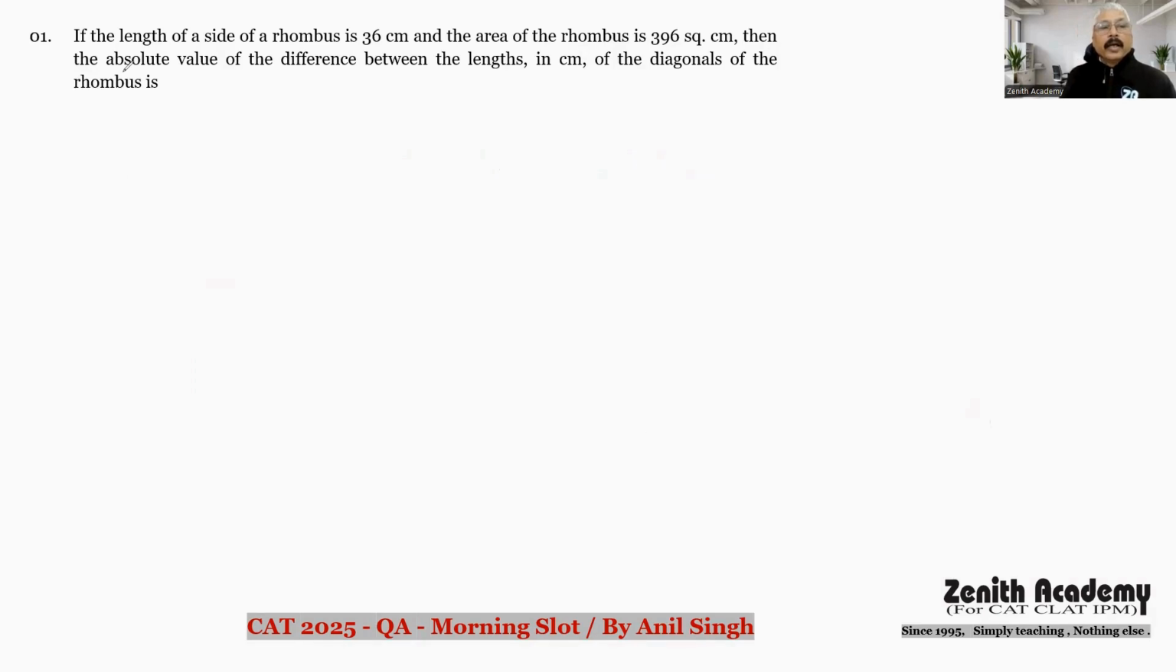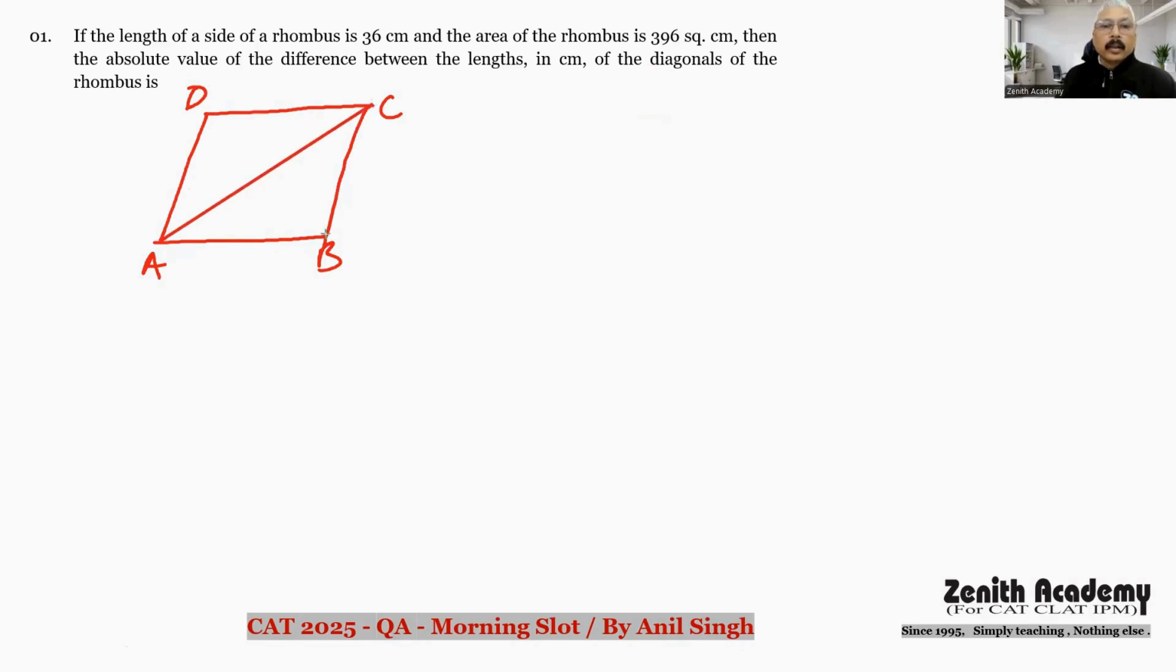Here, the question is: if the length of a side of a rhombus is 36 centimeter and the area of the rhombus is 396 square centimeter, then the absolute value of the difference between the length in centimeter of the diagonals of the rhombus is? So look here, it is a rhombus ABCD, and AC is a diagonal and the other diagonal is BD of this rhombus.